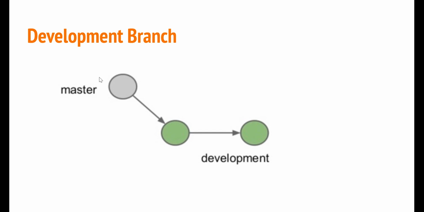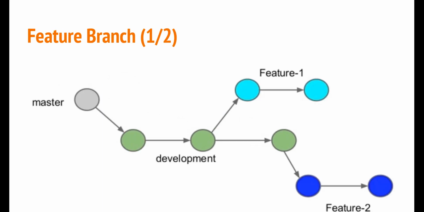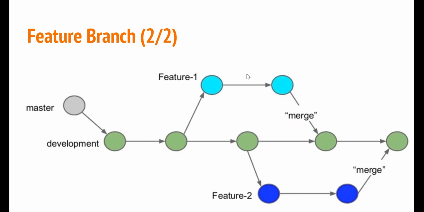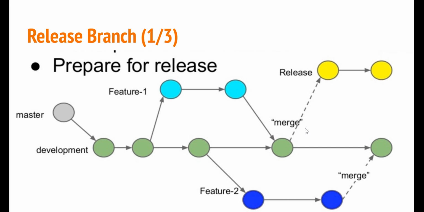In the Git workflow, we have the development branch. Out of the master branch, we always separate a branch as the development branch. Then out of the development branch, we separate a feature branch based on the feature that we need to develop. Well, once the development of the feature is completed, we'll merge that feature branch back into the development branch. Then comes the release branch.